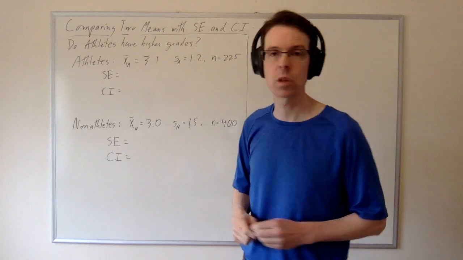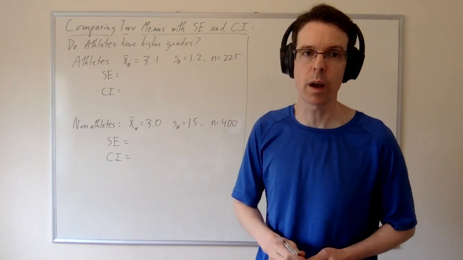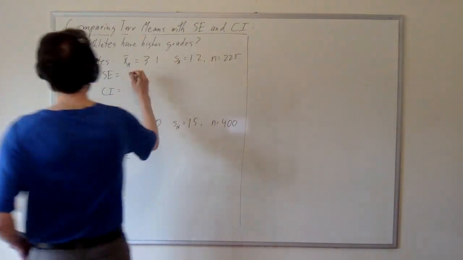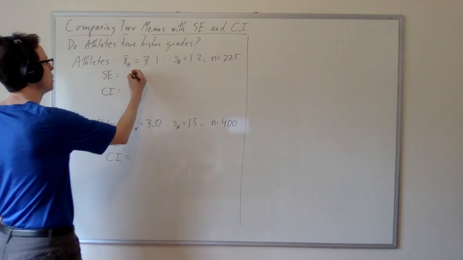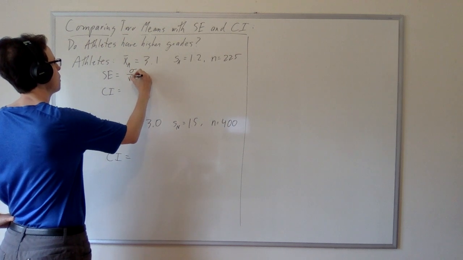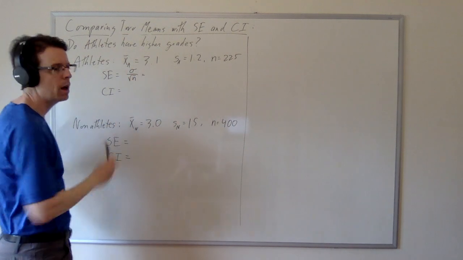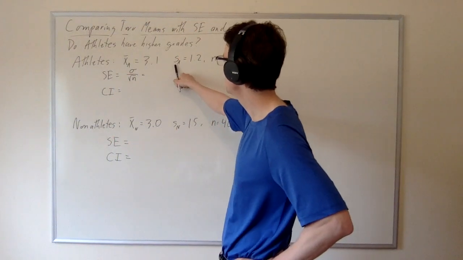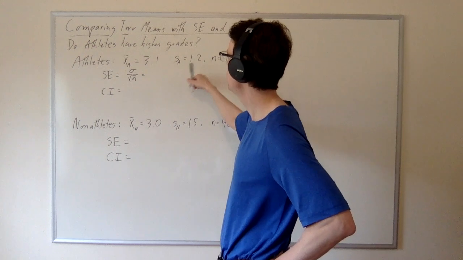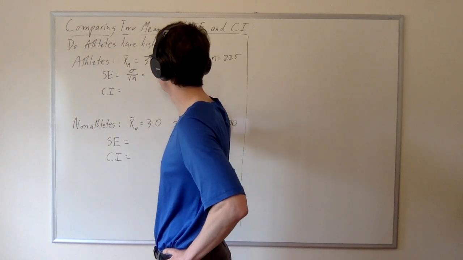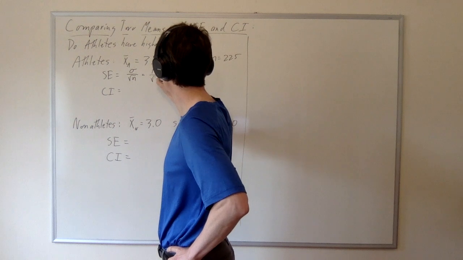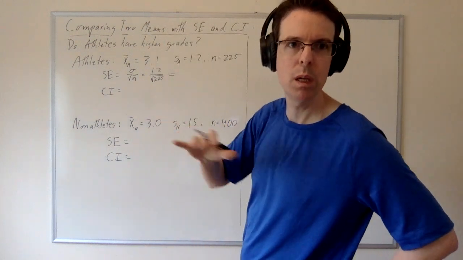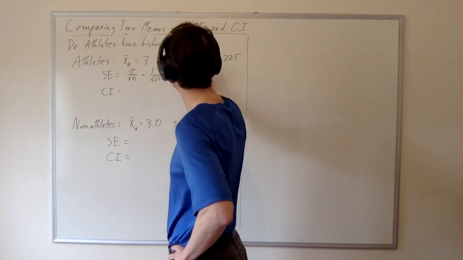So in order to produce confidence intervals for these, we need to think about the standard errors. So what is the standard error in each case? Well, in this case, the standard error is the standard error of a mean. And so we'll use the appropriate formula, sigma over the square root of n. We don't have sigma directly, so we don't know exactly what sigma is, but we do have the next best thing, which is the sample standard deviation, which is 1.2. So we're going to plug in 1.2 here, over the square root of 225, and that works out to be 0.08.